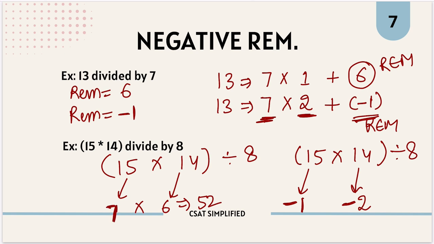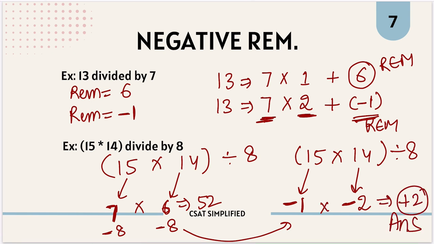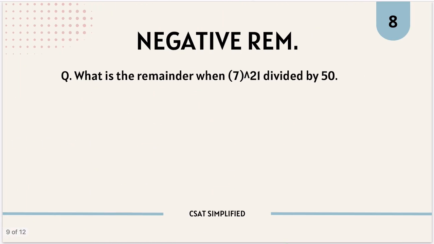Whatever remainder you have, 7 and 6, you can subtract 8 from both and you are going to get the negative remainder. So 15 gives a remainder of -1, 14 gives a remainder of -2. Multiply these two, you are going to get +2 as an answer. Correct? Easy method. Rather than going by the positive integer, where it was giving me 52 and then doing a long calculation, this is another way of doing it by using the negative remainder.